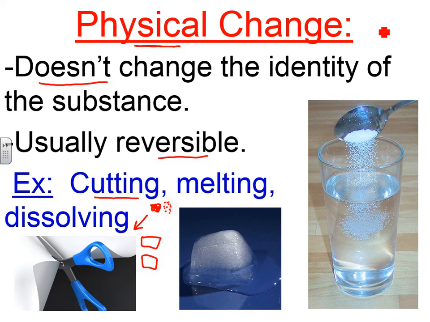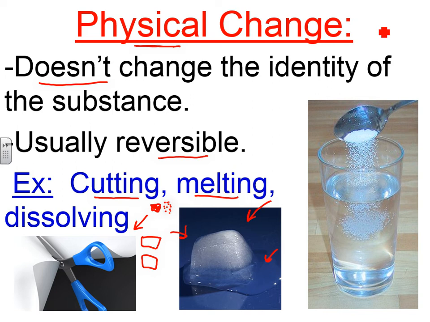Another example is melting. Here we have an ice cube being melted. Now, the ice cube, as it melts, becomes water, but the water is still the same substance. You did not change it into a different substance as it melts. In fact, you can freeze it back up. You put it in the freezer, and it freezes right back into ice, which shows this is a physical change.